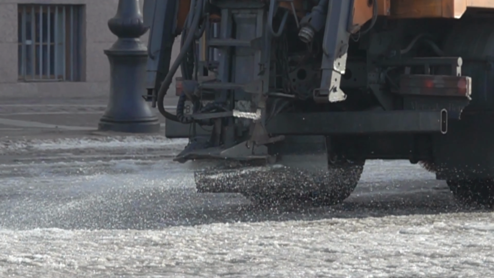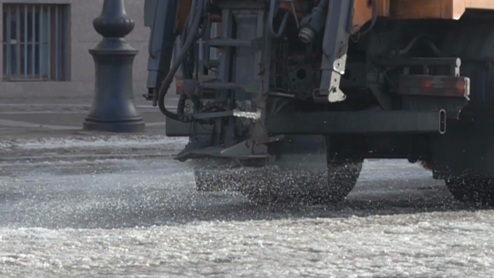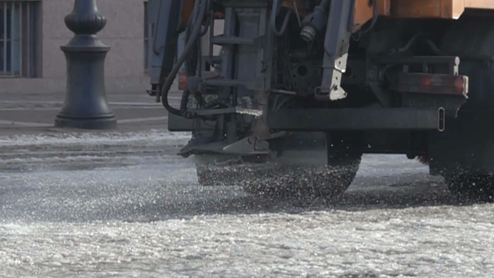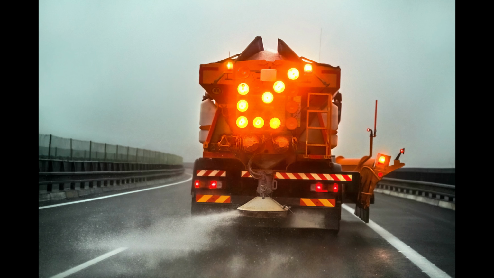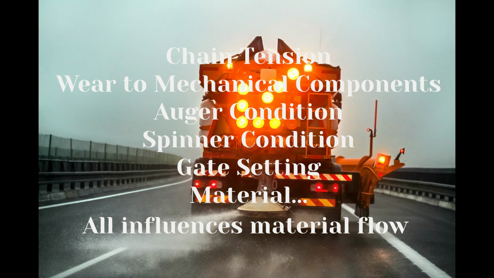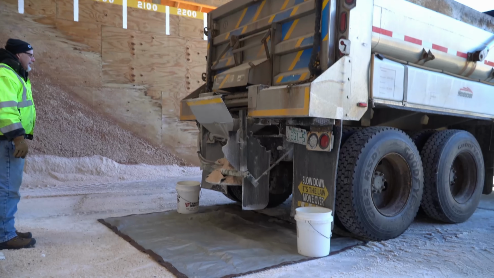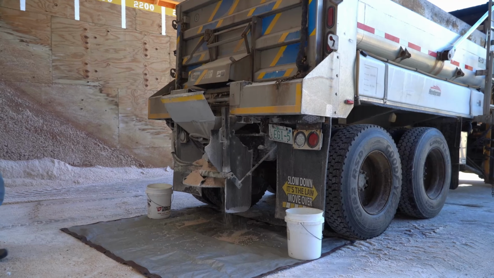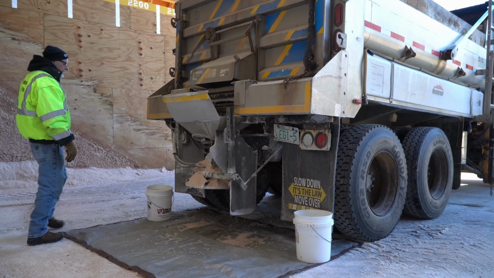Because real-world conditions do not always match factory assumptions, computerized ground speed controlled spreaders require periodic verification and recalibration. Chain tension, wear to mechanical components, auger conditions, spinner performance, gate settings, and material characteristics all influence how material flows through the system. Calibration and verification help confirm that actual material output reasonably matches intended application rates under field conditions.